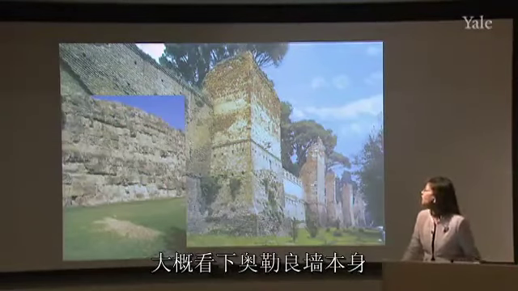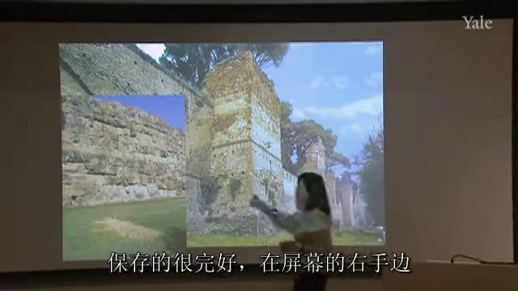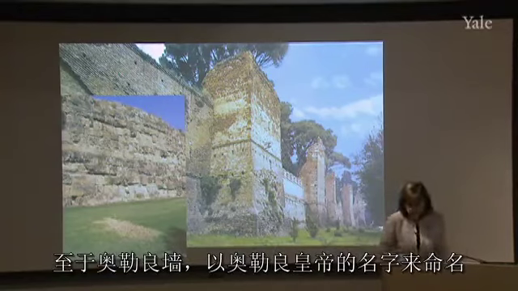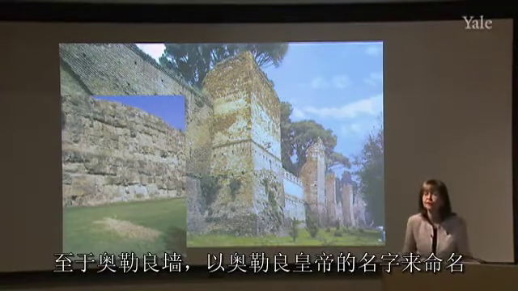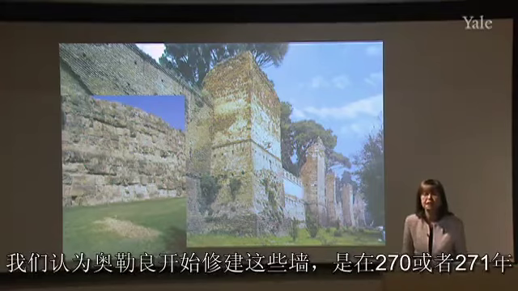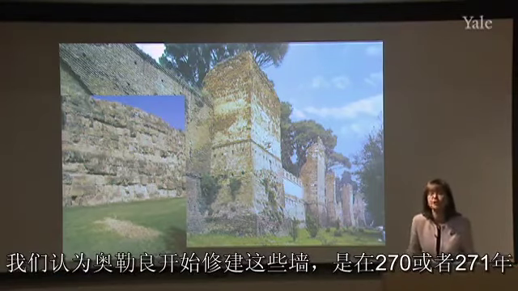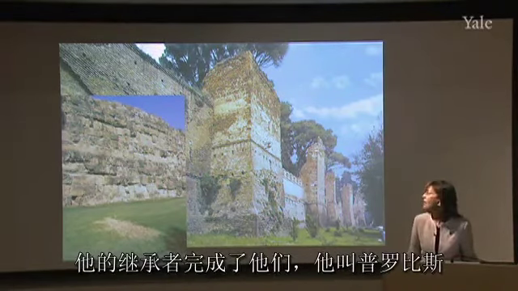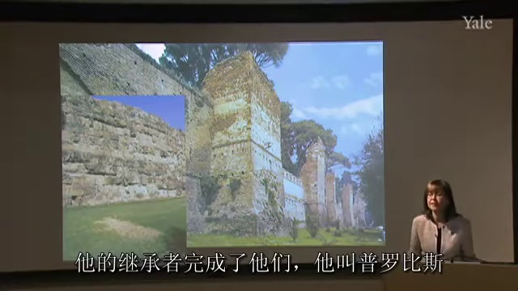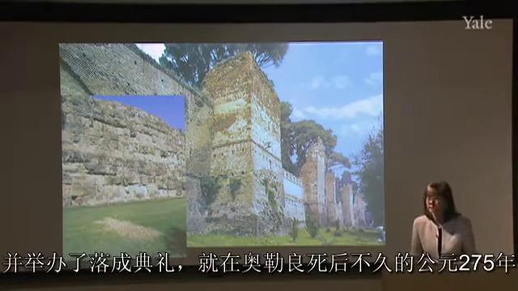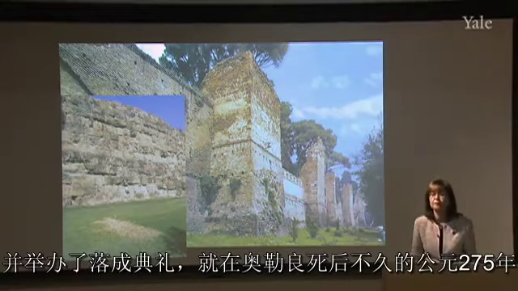A view of the Aurelian walls itself, very well preserved here on the right-hand side of the screen, and a comparison of them with the Servian walls on the left. With regard to the Aurelian walls, they are named for the Emperor Aurelian, who was Emperor of Rome between 270 and 275 AD. We believe that Aurelian began the walls either in 270 or 271. They were not finished by his death in 275, and they were completed by his successor, a man by the name of Probus, P-R-O-B-U-S. Probus completed the Aurelian walls and dedicated them right after Aurelian's death in 275 AD.